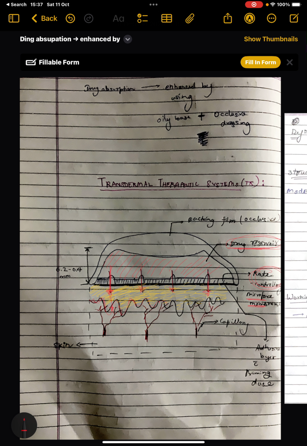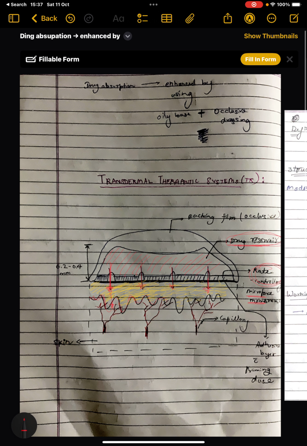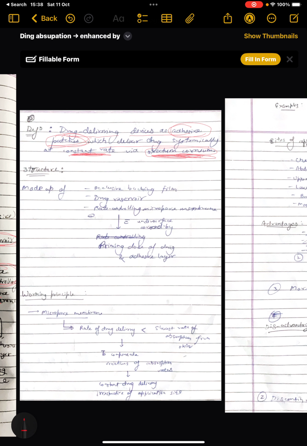Now why stratum corneum? Because this is a layer which is rich in lipid. And the drug preparation that we have in this drug reservoir right over here is also lipid rich, in order to facilitate this diffusion through this stratum corneum. So stratum corneum, that has to be remembered, is very important.